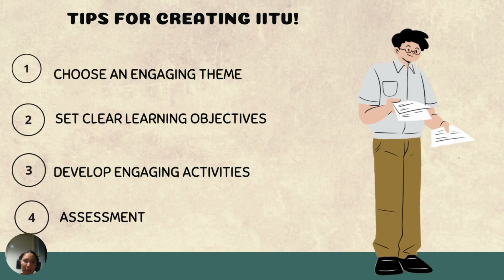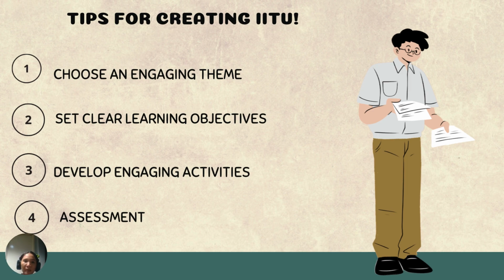Next, we have here the tips for creating IITU or the integrated interdisciplinary thematic unit. First, choose an engaging theme. It is very important because it is the first important step. This is a starting point, in which you select a theme that is relevant to the age of your students, their interest, and that allows exploration across different subjects. So you allow your students to explore across different subjects.